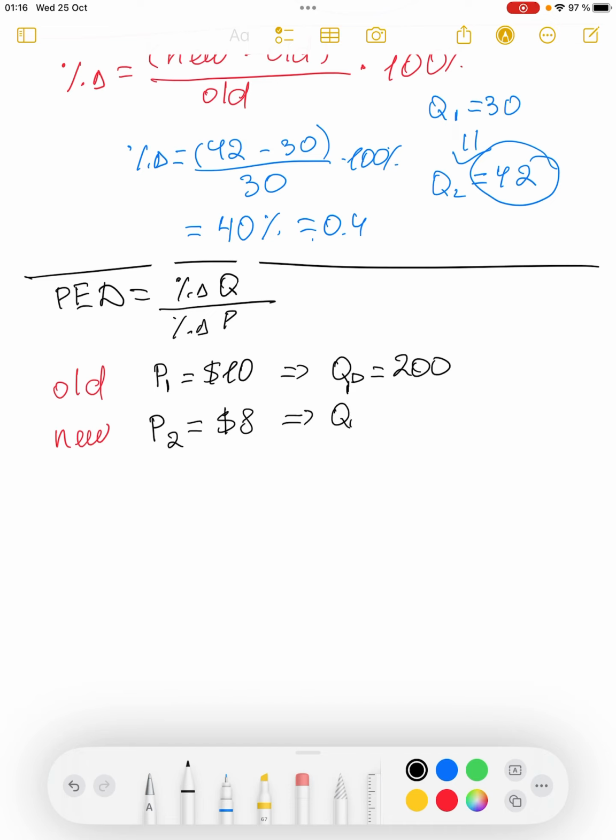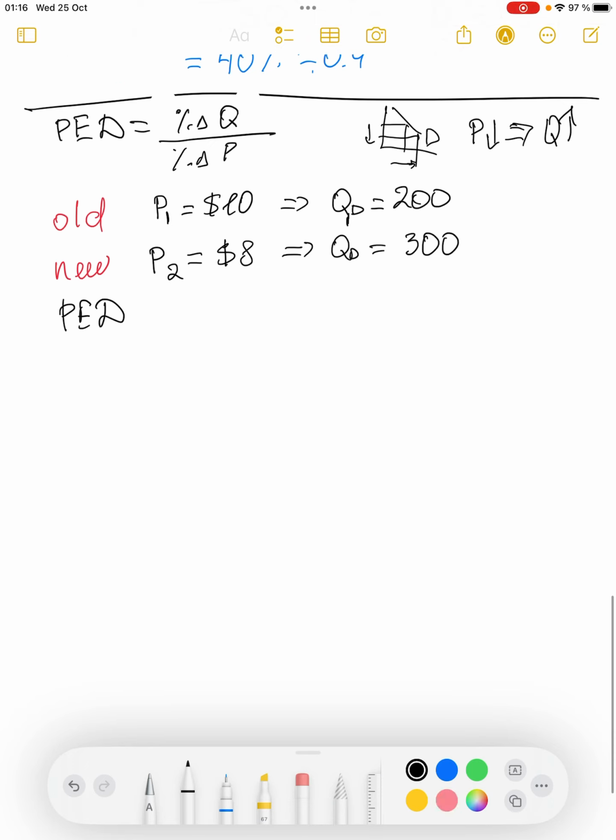What would happen to the quantity demanded? Answer it right now before I continue. Would it increase or decrease? By the law of demand, when price decreases, quantity increases, right? That's why we have the downward-facing slope, like this, right? Okay. So the quantity is now 300. Let's find out the price elasticity of demand.